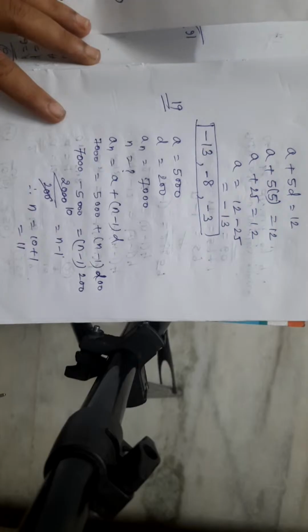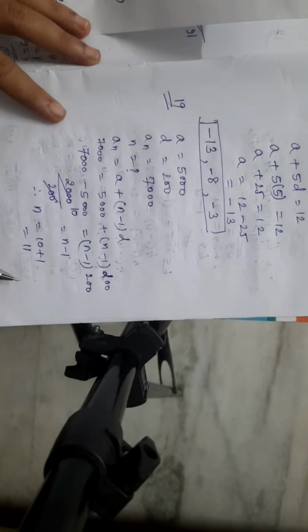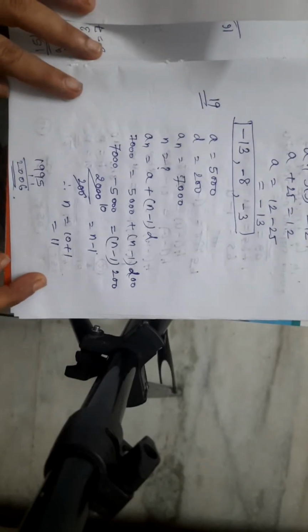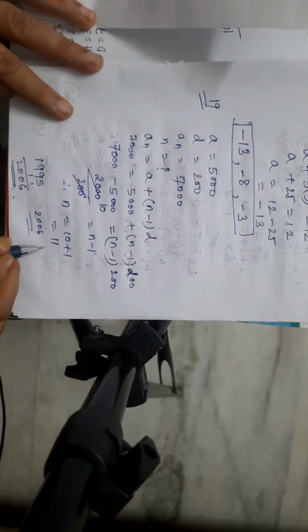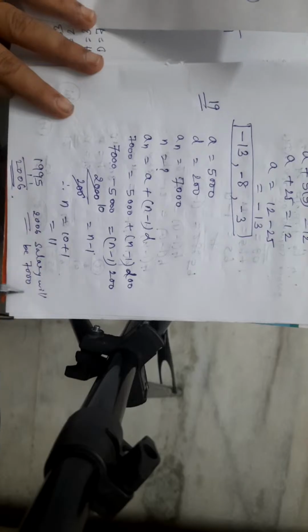So the question was, in which year will his salary be 7,000? So the final answer will be after 11 years. In which year will his income reach 7,000? He started in 1995. If we add 11 to that, so here it is, in 2006, his salary will be 7,000. So the final answer: in the year 2006, the salary will be 7,000. So this is the final answer.